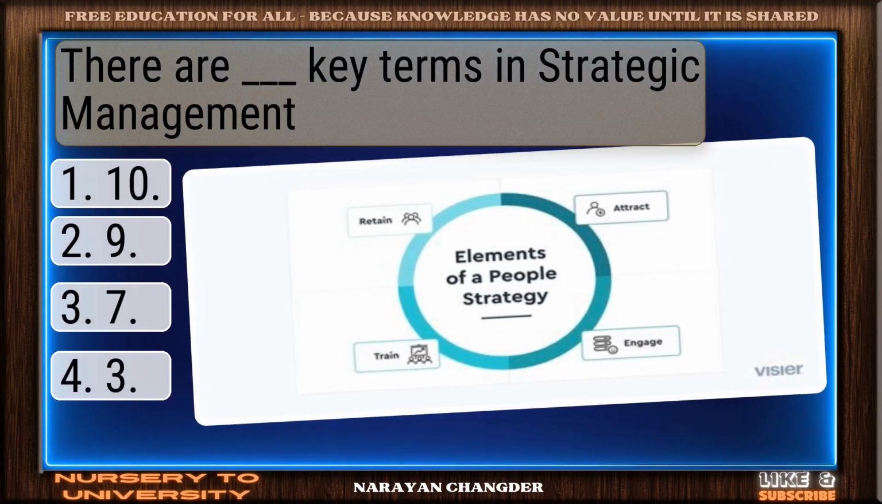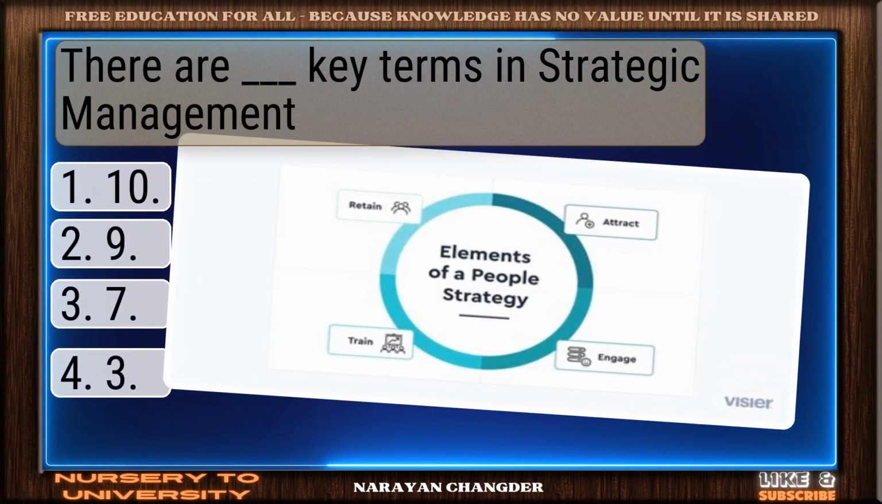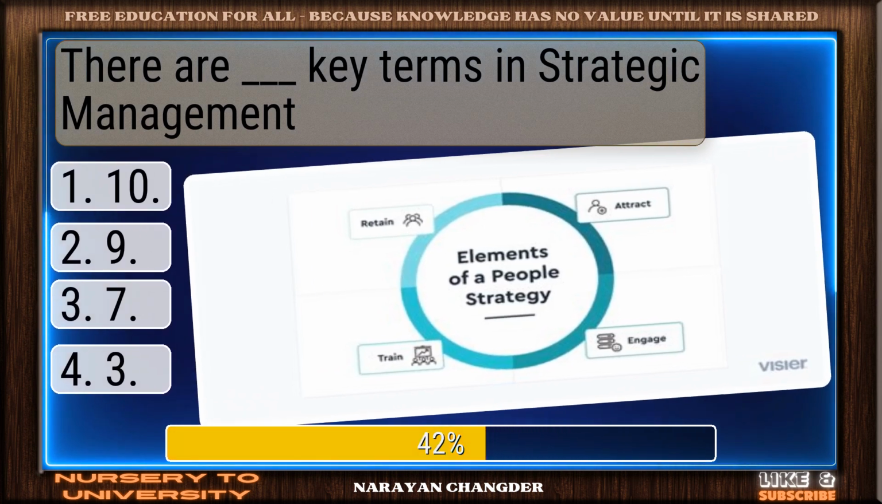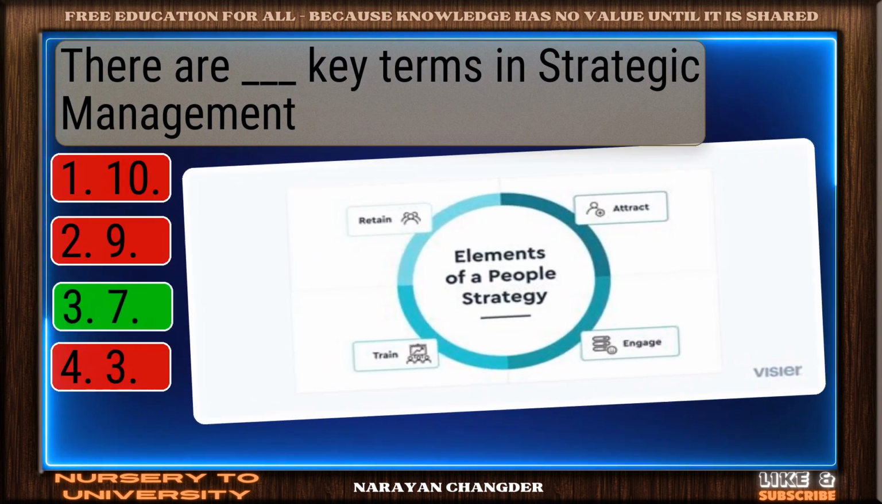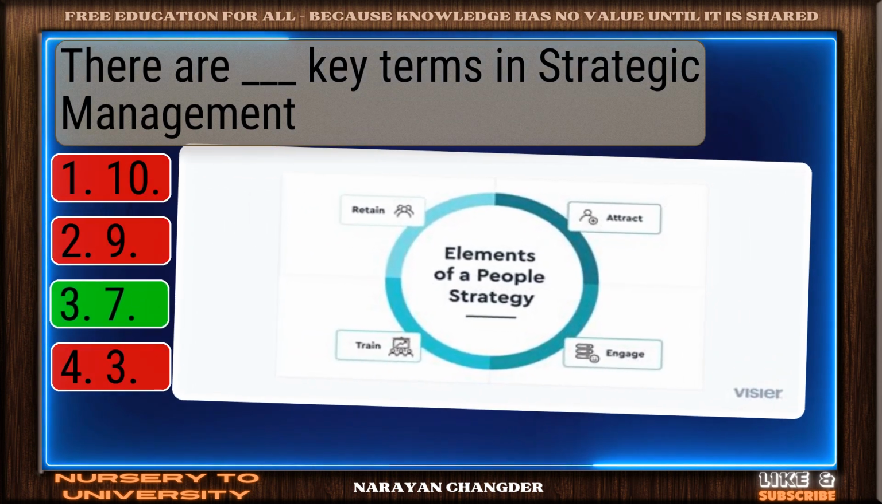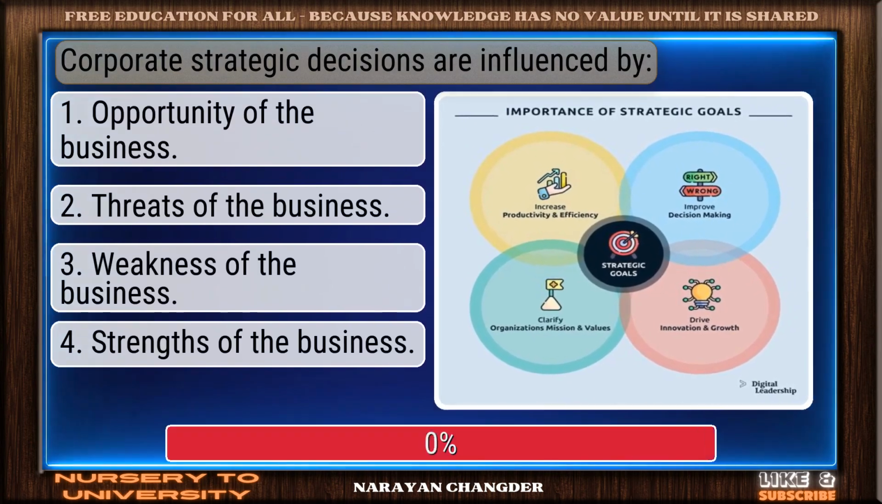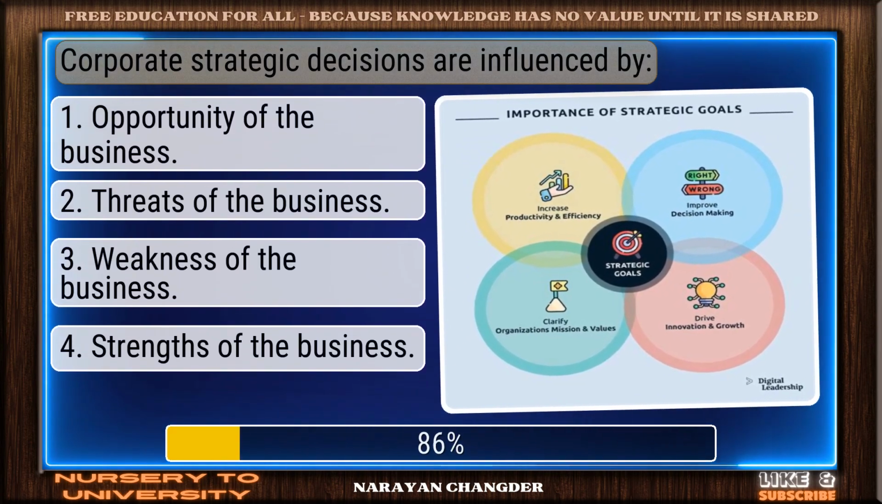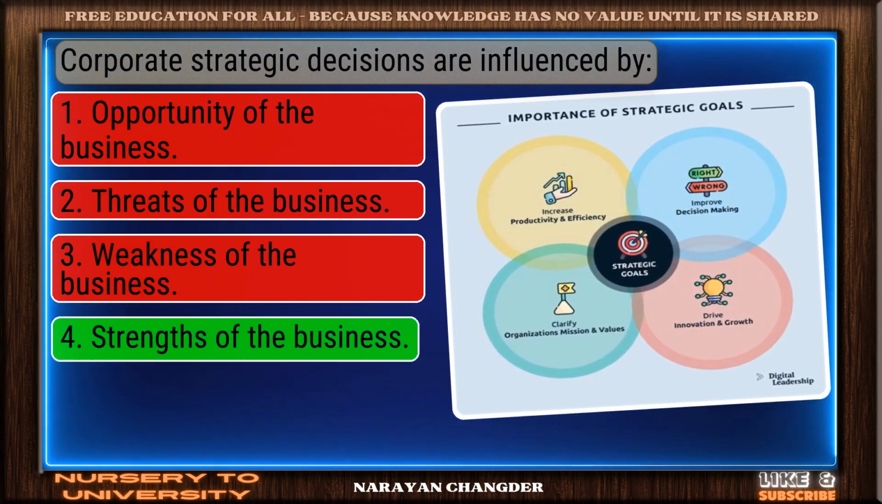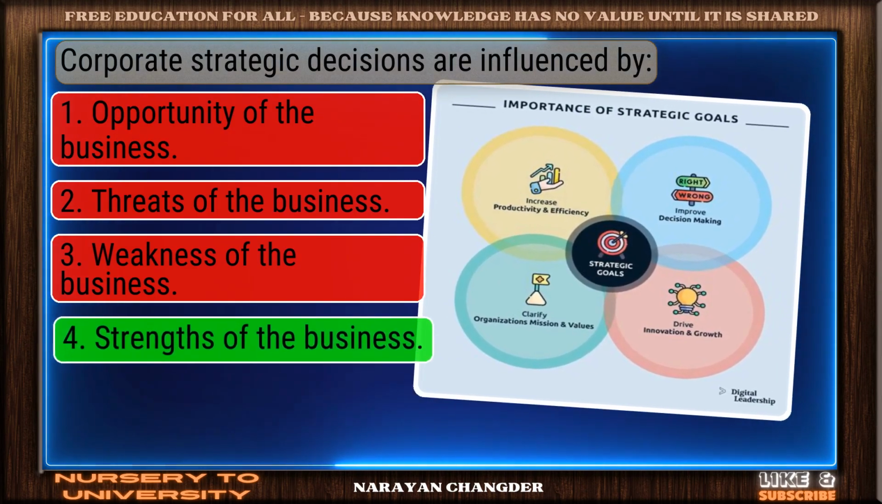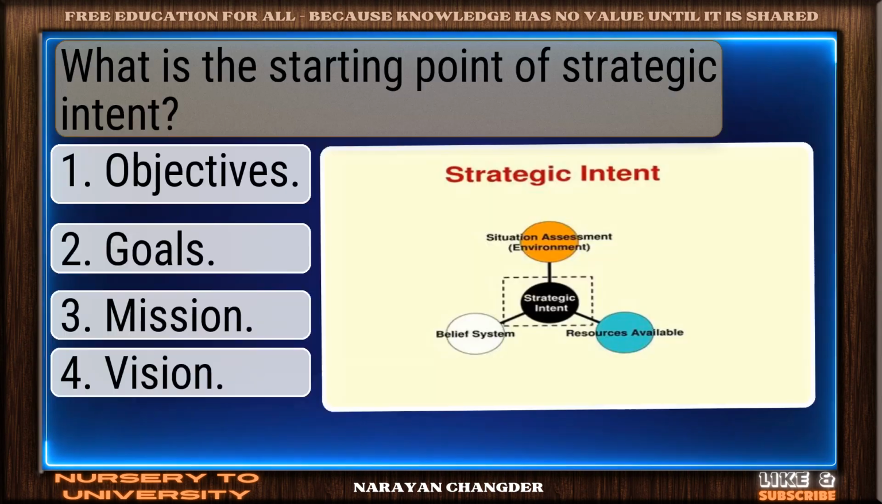There are Dash key terms in strategic management. Solid response. 7 is a valid choice. Corporate strategic decisions are influenced by... Right again. Strengths of the business is a valid answer.